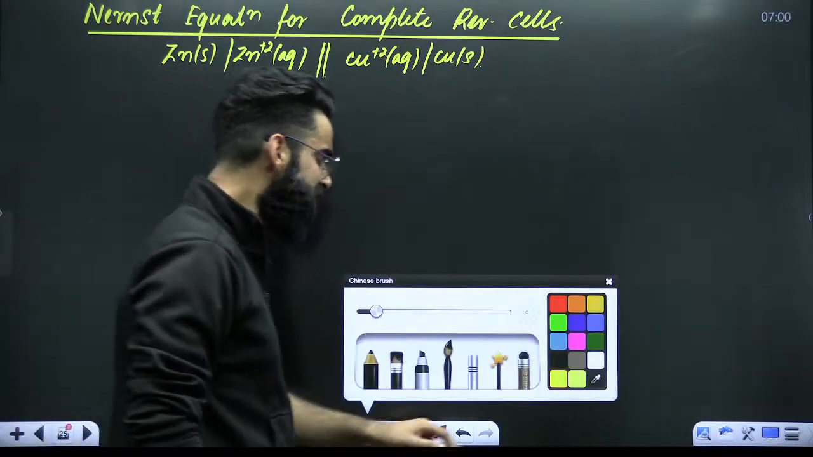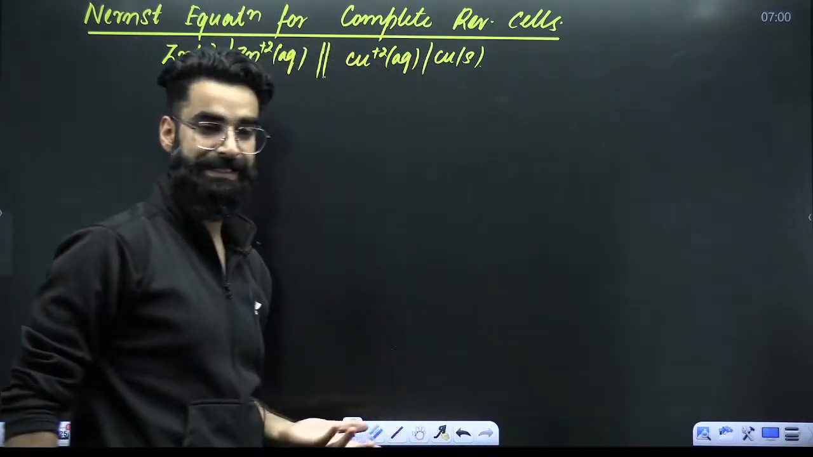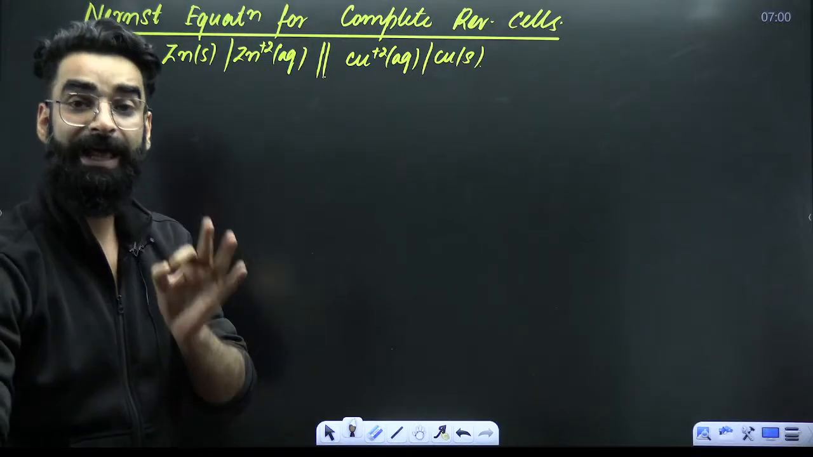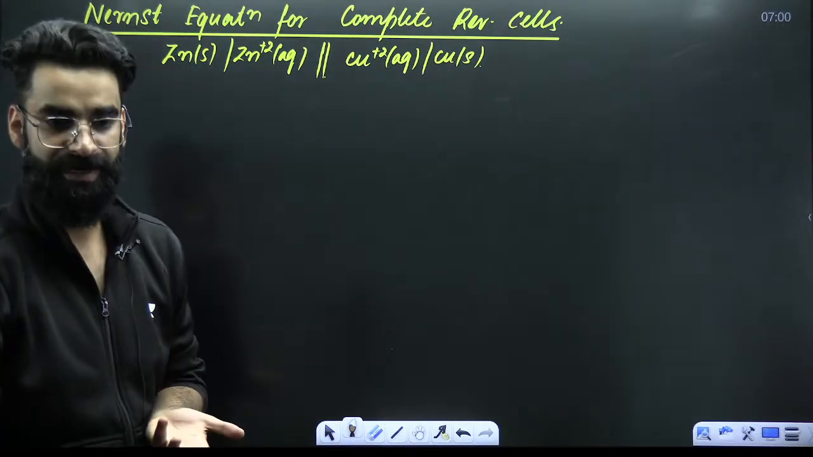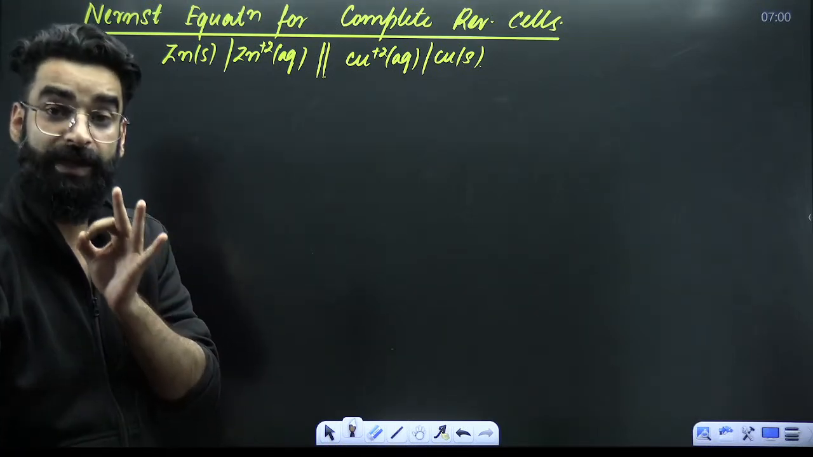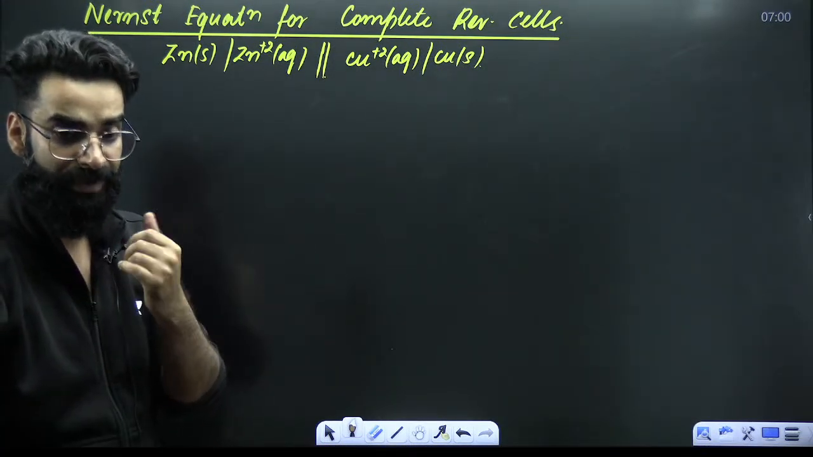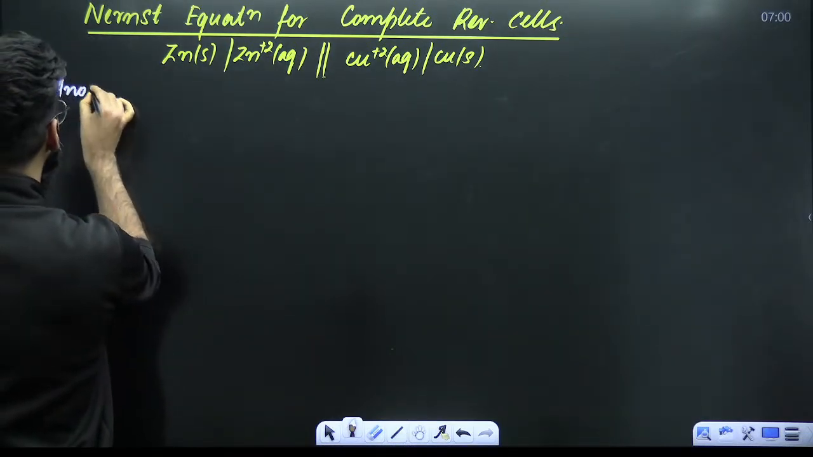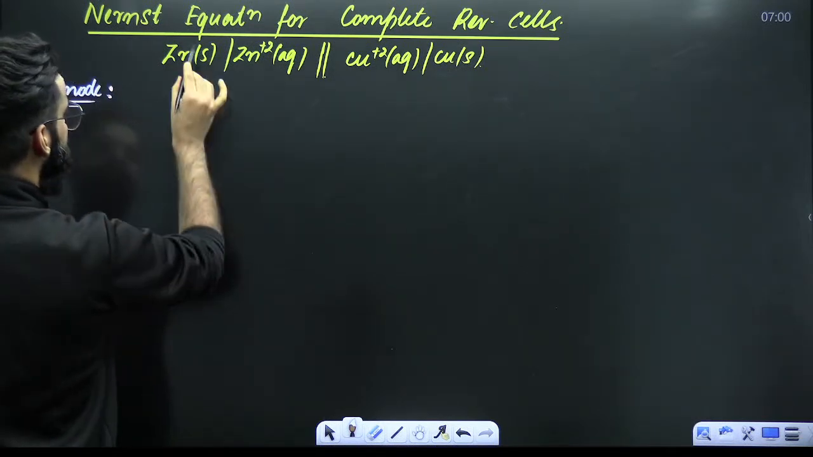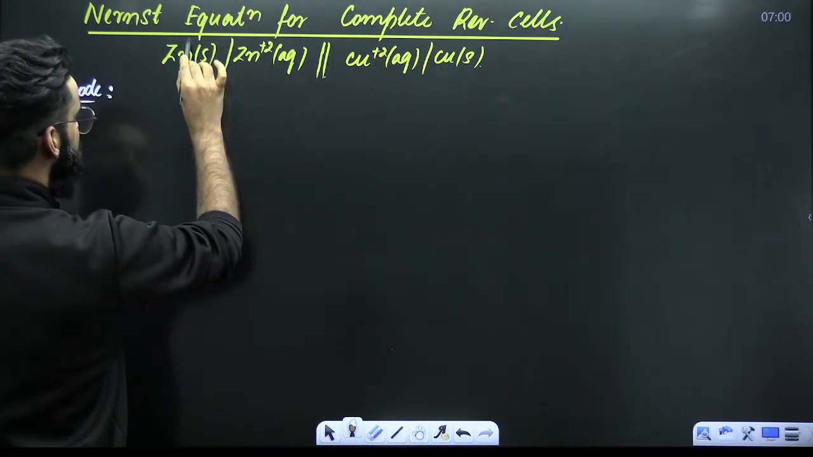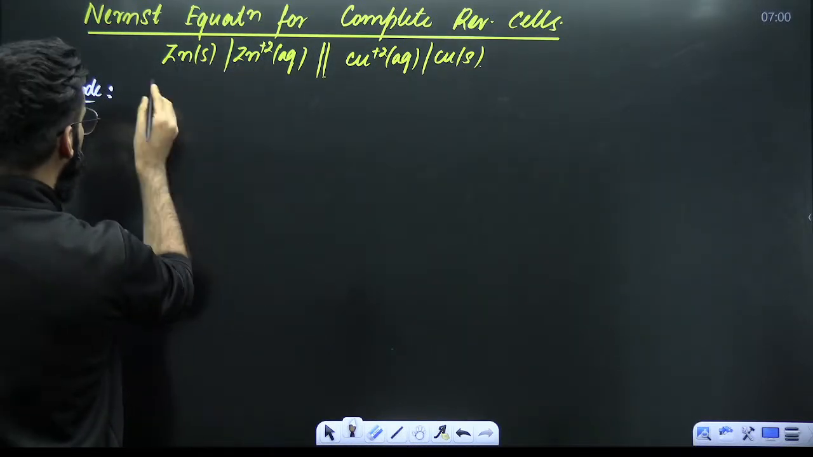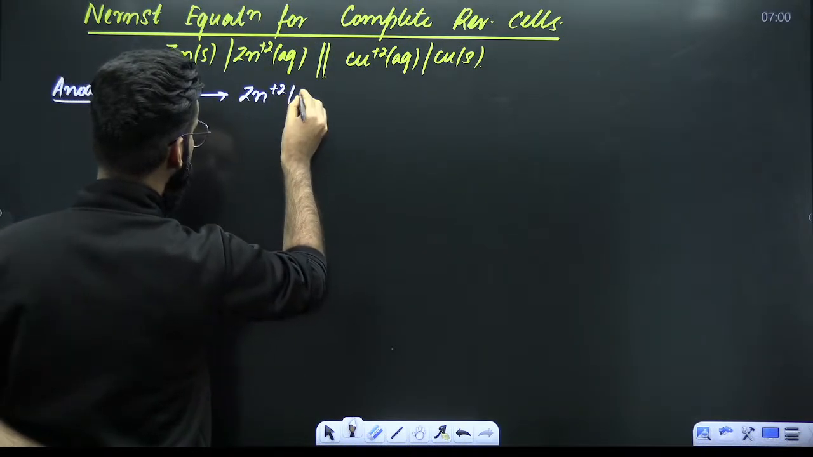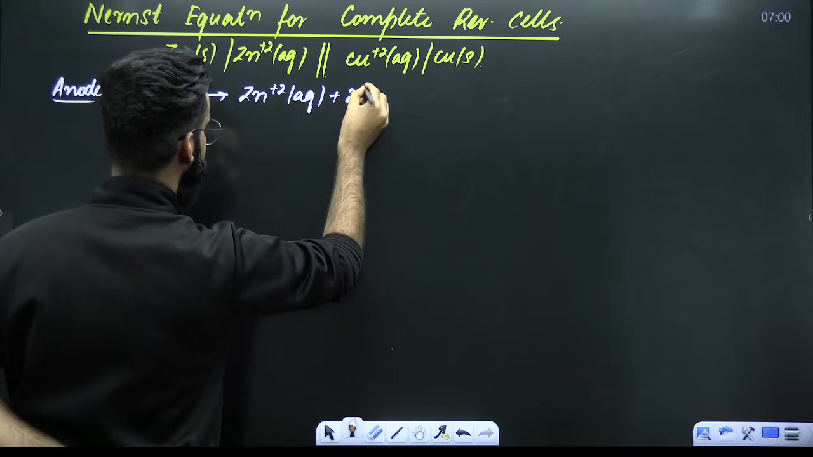Now, the point is, how do we write the Nernst equation for complete cells? Why do we need it? To calculate EMF of a complete cell under non-standard condition. How exactly are you going to write it? First, I'll write the reaction at anode. Zinc getting converted into zinc dipositive: 0 to +2, increase means oxidation. So reaction at anode is zinc solid giving zinc dipositive aqueous, and with that you'll write 2 electrons.